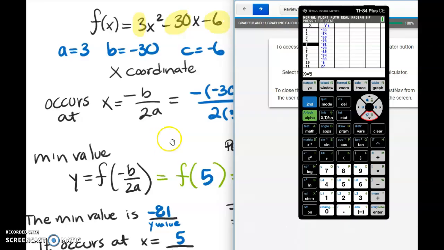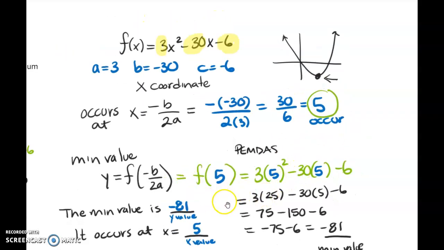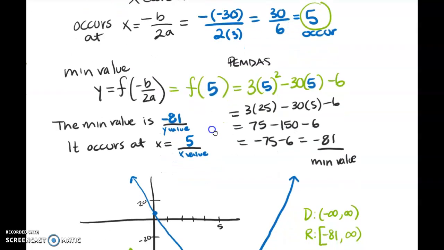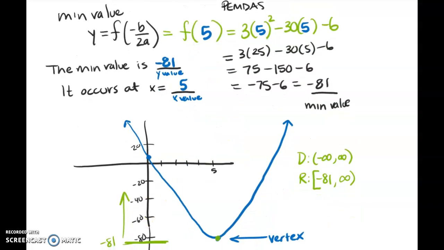So that is another way to verify what you did by hand. So when you put it in there, make sure that when it asks for the minimum value, you're giving the y value of the vertex, and when you are giving where it occurs, you give the x value. And that's how you do that type of problem from chapter 3.